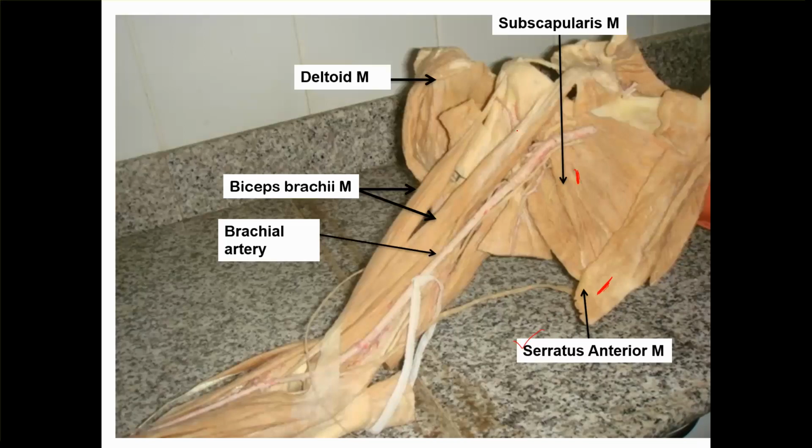Then the deltoid muscle can be seen here. It's reflected here, deltoid muscle. It is a multipennate muscle. It's very important for the abduction of the shoulder joint.